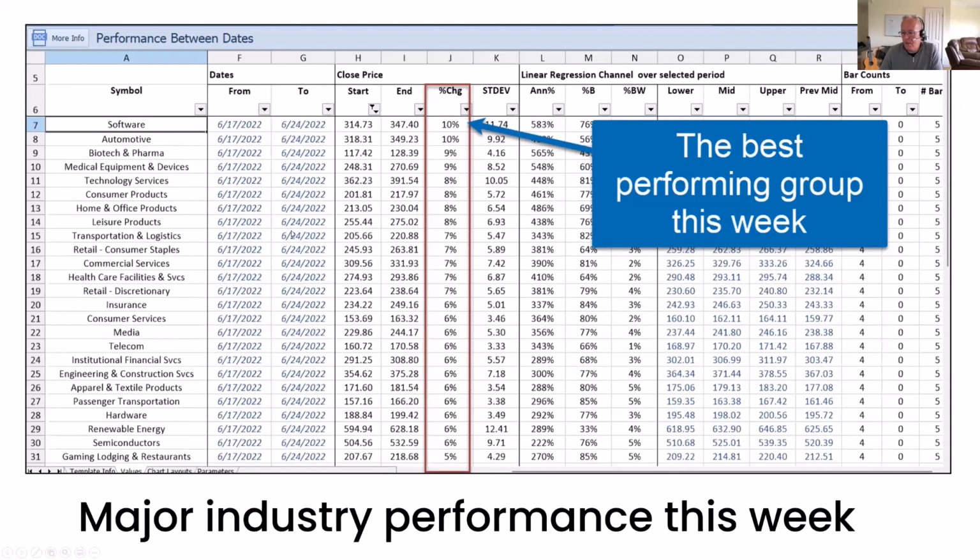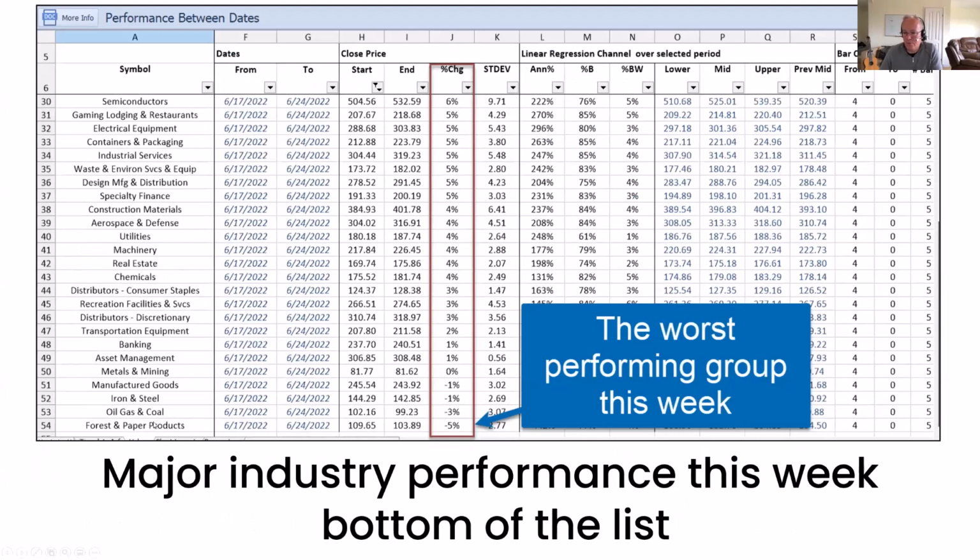Then last week, the best performing group was software and automotive, and then biotech and pharma. And the worst performing major group last week was forest and paper products, followed by oil, gas, and coal. And remember, oil, gas, and coal is the best performing group year to date. So it didn't do well last week.